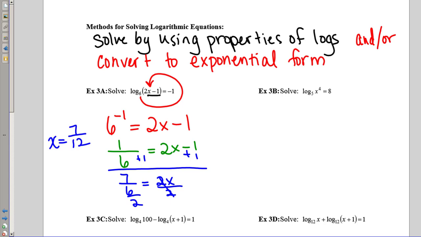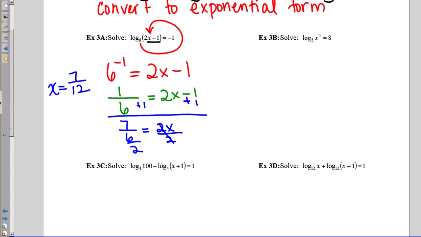Okay, I'm going to ask you to go ahead and try example 3, letter B, and then I'm gonna go through the process, and then you can check your answer. So if you want, you can complete 3B, and then tomorrow we'll go through how to check graphically using the calculator.